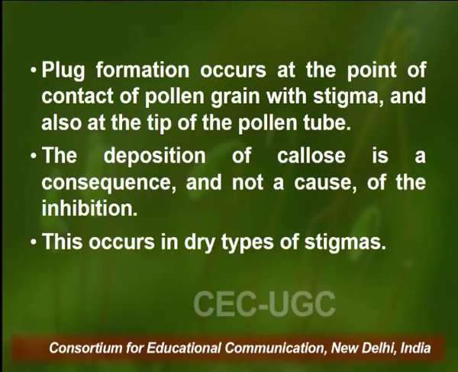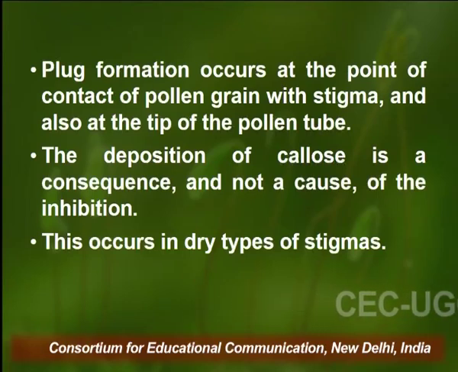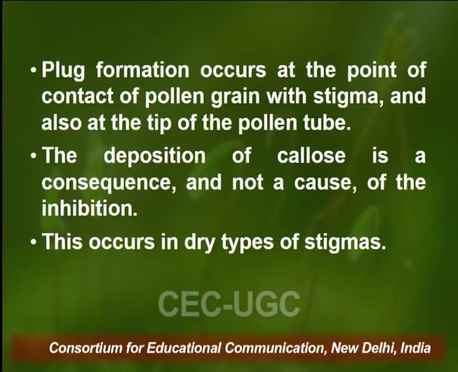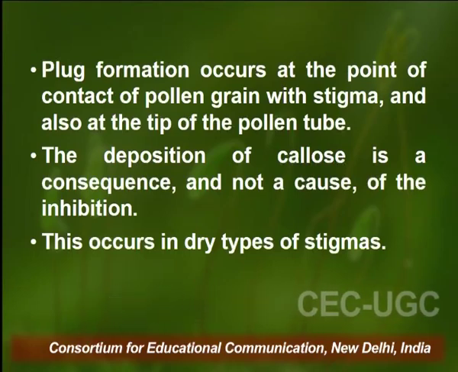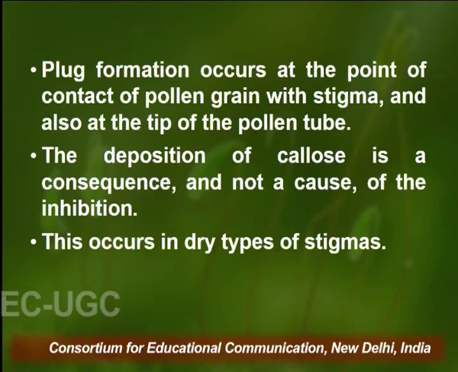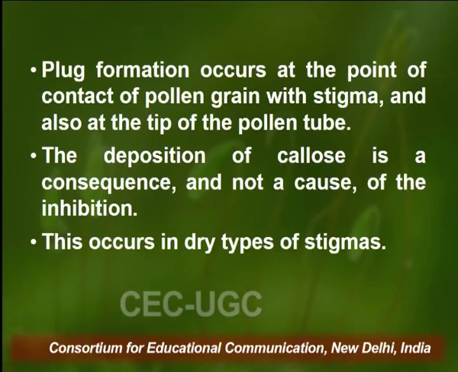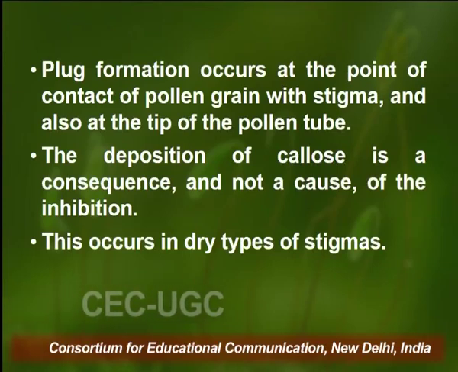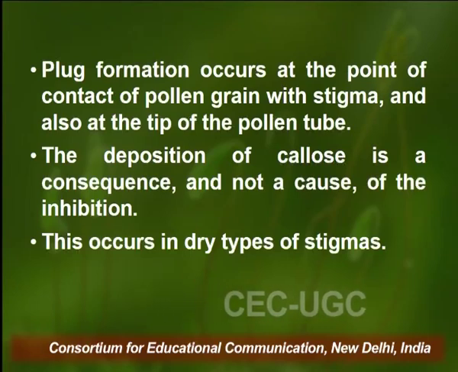Plug formation occurs at the point of contact of pollen grain with the stigma and also at the tip of the pollen tube. Now, the deposition of this callose is a consequence of the inhibition. Remember, it is not a cause of inhibition, it is because it has to be inhibited, and these callose plugs are going to inhibit the further growth of the pollen tubes, and it primarily occurs in those species which possess a dry type of stigma.